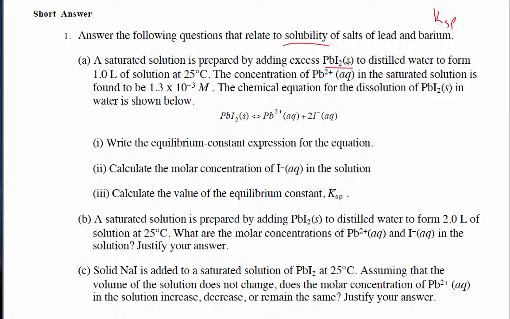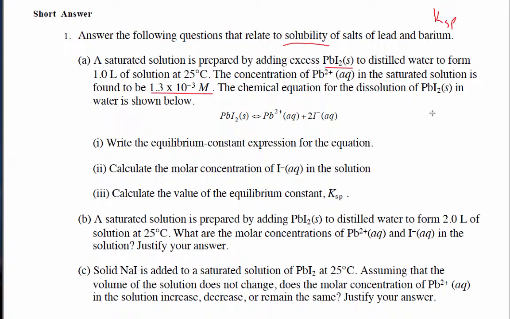Now, let's take a look at the solution. It gives us the information. A saturated solution is prepared by adding an excess of lead iodide to distilled water to form a 1 liter solution at 25 degrees Celsius. The concentration of the lead 2 ion in the saturated solution is found to be 1.3 times 10 to the negative 3 molar. I'm going to underline this because it's one piece of information I'm going to need very shortly. Now, the chemical equation is shown below. First, part one: write the equilibrium constant expression for this equation.